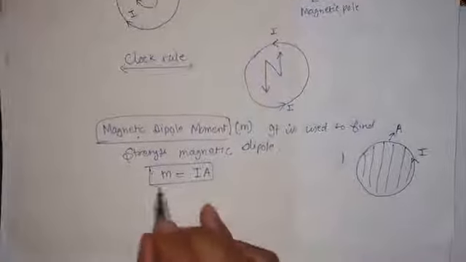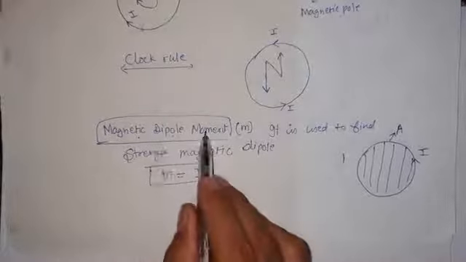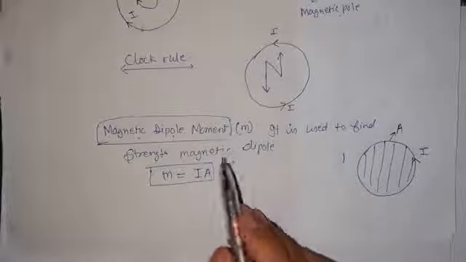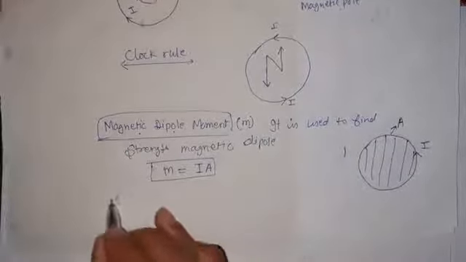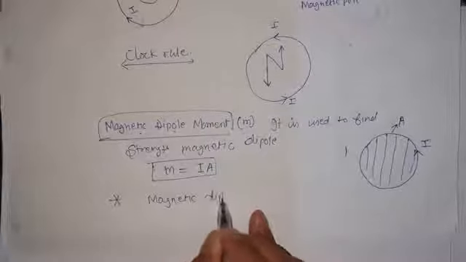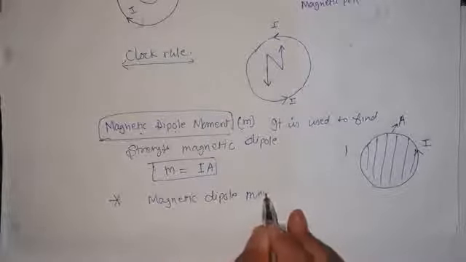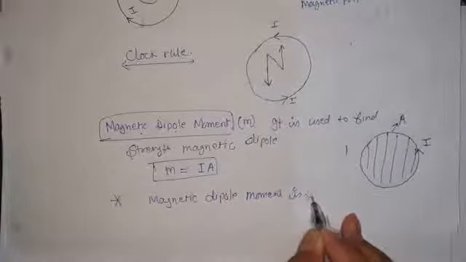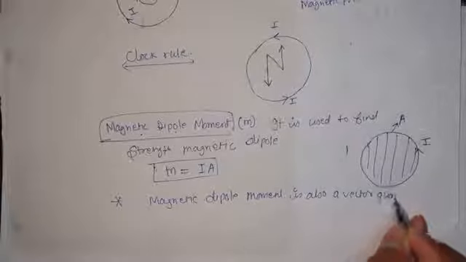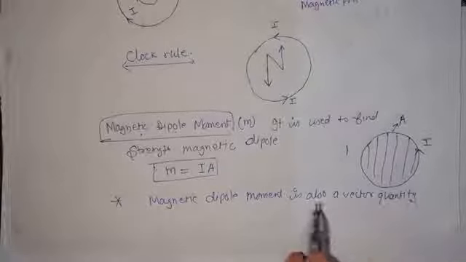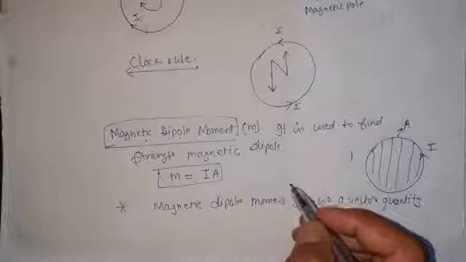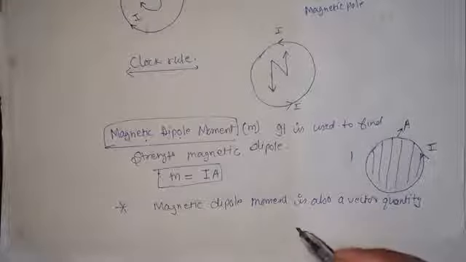Now this magnetic dipole moment is also a vector quantity. Okay, that we are taking over here, that magnetic dipole moment is also a vector quantity. Now if it is a vector quantity, it means that this will have a direction. ठीक है, तो इसकी डायरेक्शन भी होगी. So what will be the direction of this?